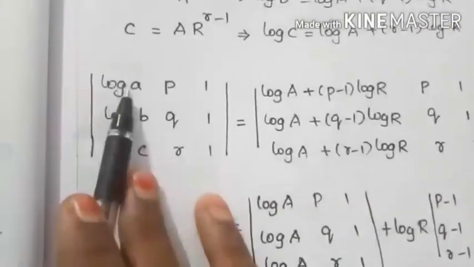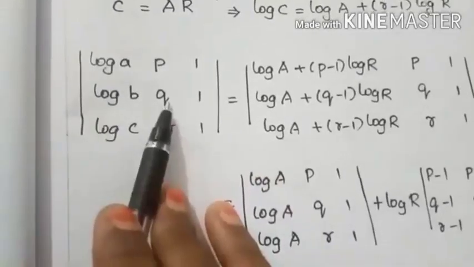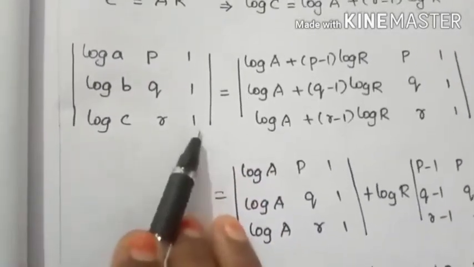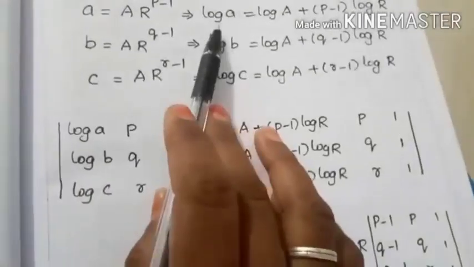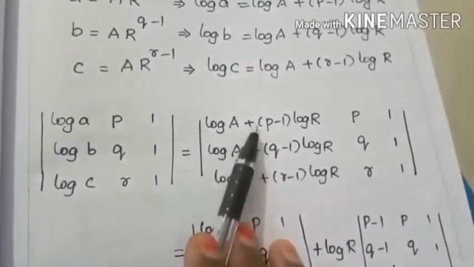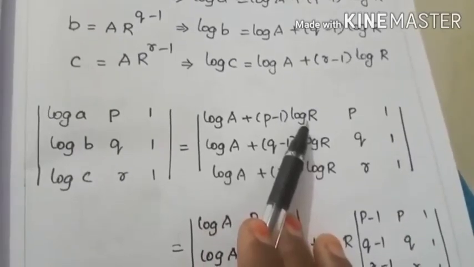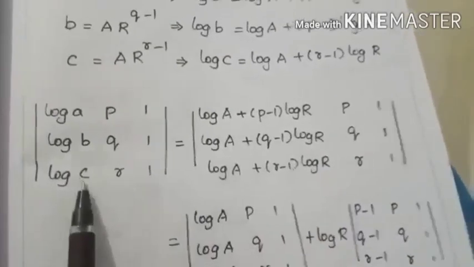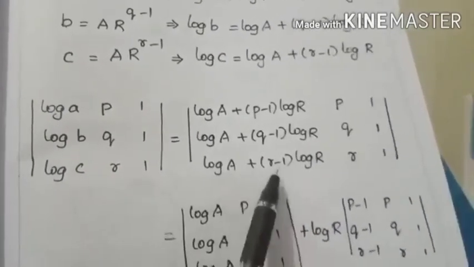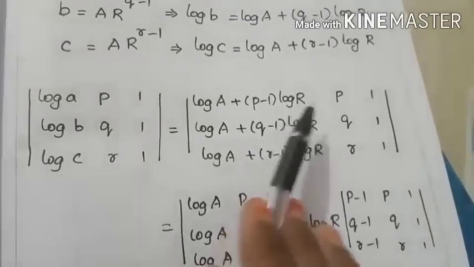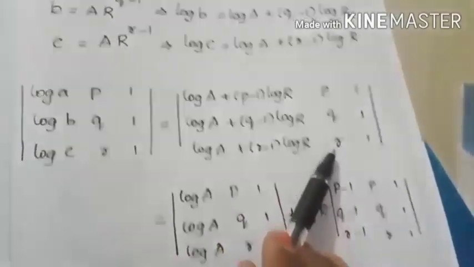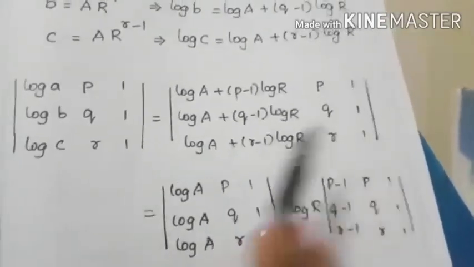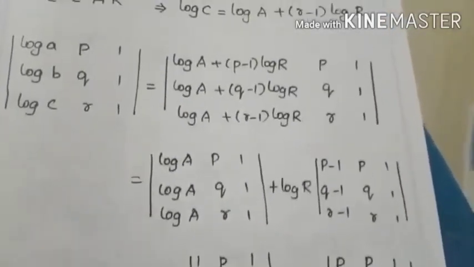So therefore, from the given, the determinant is log A, P, 1; log B, Q, 1; log C, R, 1, which is equal to, from the result, log A is equal to log of capital A plus P minus 1 into log R. Log B is equal to log A plus Q minus 1 into log R. Log C is equal to log A plus R minus 1 into log R. The remaining terms are as they are, C2: P Q R, C3: 1 1 1.